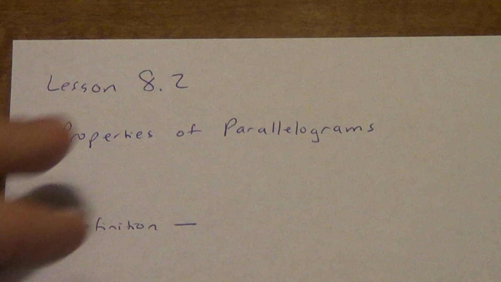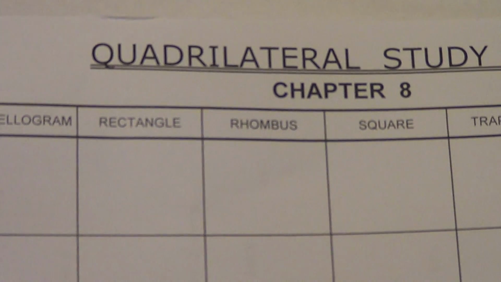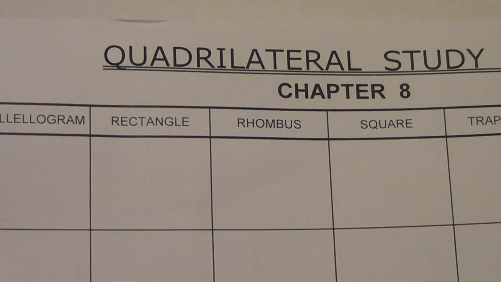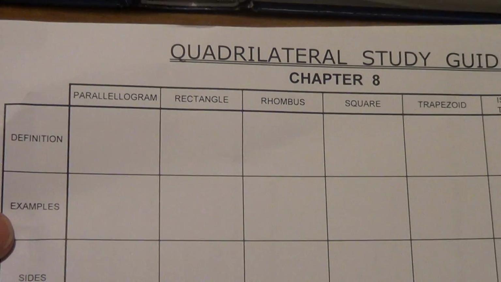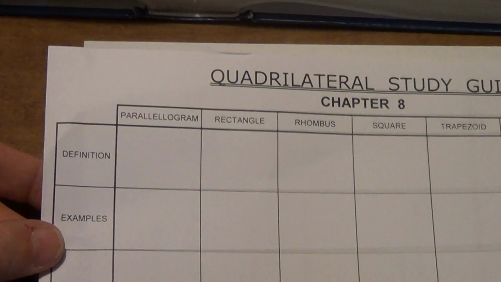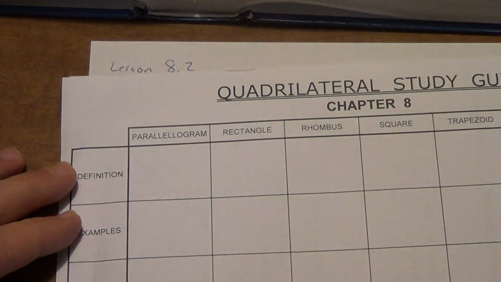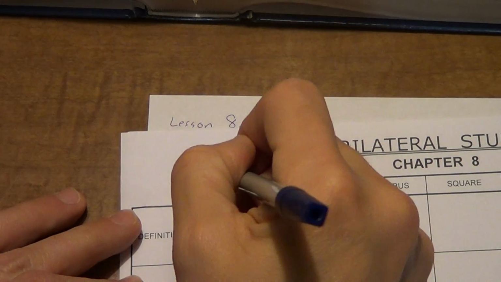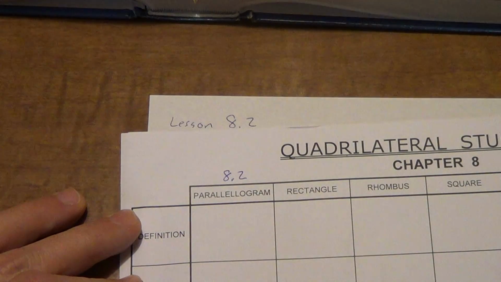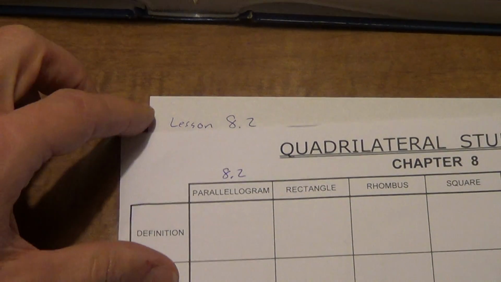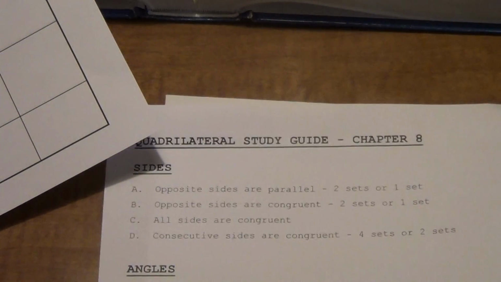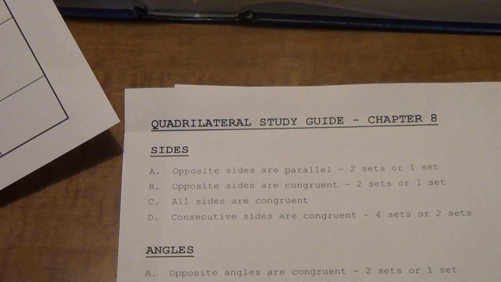Okay, make sure that you have these two sheets. Remember this sheet right here, this quadrilateral study guide for chapter 8. You need to make sure you have this in front of you. We're going to be focusing on just this column here for parallelograms. This is lesson 8.2. And then also, you need to make sure you have the sheet that goes along with it so we don't have to write as much out. That's this one that talks about all the different things that are true that we're going to be discussing. So make sure you have those two sheets nearby.